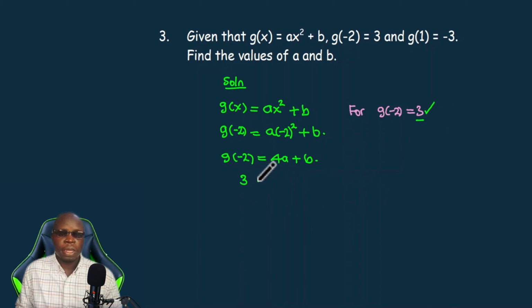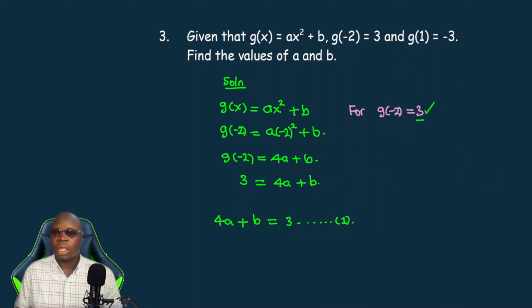Just 3 equals 4a plus b. And for me, the unknowns look better if they're on the left-hand side. So let me just write my 4a plus b equals 3. This is just the same way of writing the same equation. And you can call this equation number 1. Now let's move on and do the same thing to the second condition.